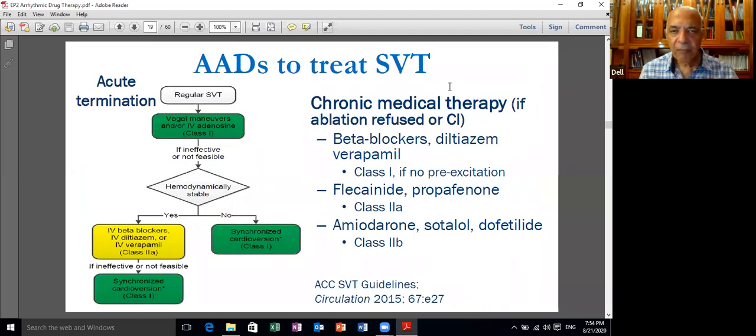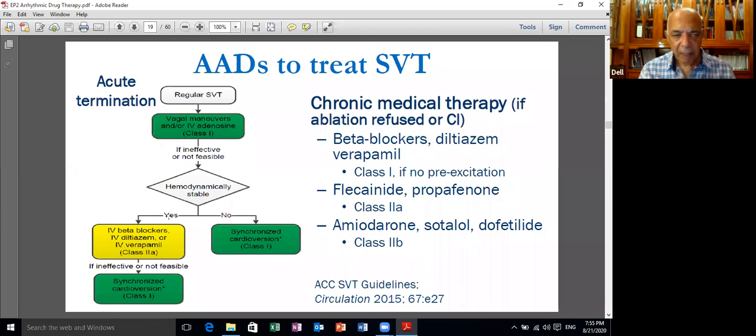Now, the treatment for the less serious arrhythmia, like supraventricular tachycardia, as we indicated before, we use vagal maneuvers. If the vagal maneuvers fail, we give intravenous adenosine as a rapid bolus injection. If then the patient is hemodynamically stable and adenosine is not effective, which is rarely the situation, we can use beta blockers or intravenous diltiazem and verapamil.